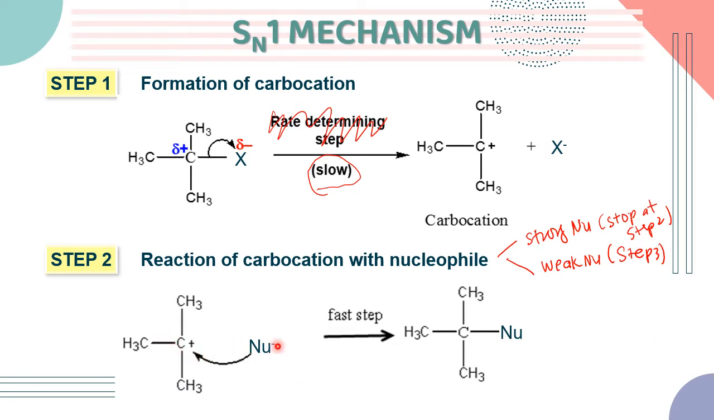So yang mana nucleophile kita akan attack kita punya carbocation. So nucleophile akan form bond with our carbocation tadi, dan awak akan letaklah pada arrow sebagai fast. Okay, tak perlu fast step, fast sahaja pun dah cukup. Okay, so this will be the general mechanism for SN1.